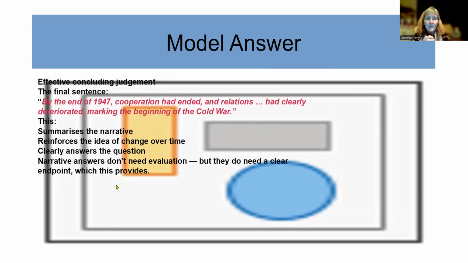Okay, effective concluding judgment. So the final sentence: by the end of 1947, cooperation had ended and relations had clearly deteriorated, marking the beginning of the Cold War. So this summarizes the narrative. It reinforces the idea of change over time and clearly answers the question. Narrative answers don't need evaluation, but they do need a clear endpoint, which this provides.